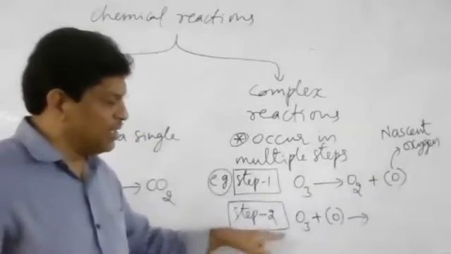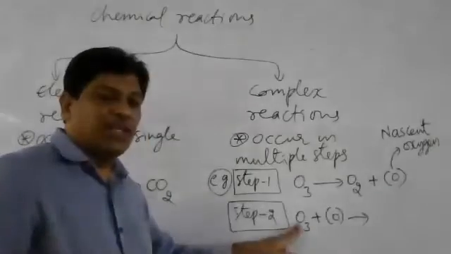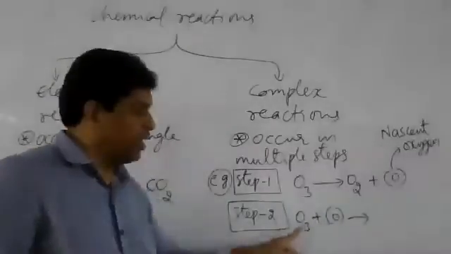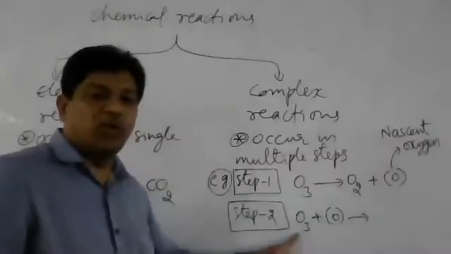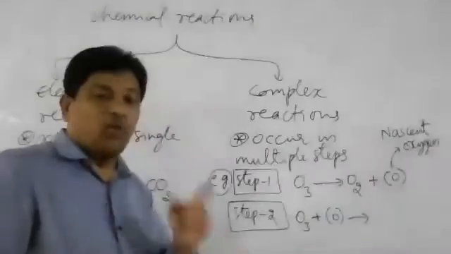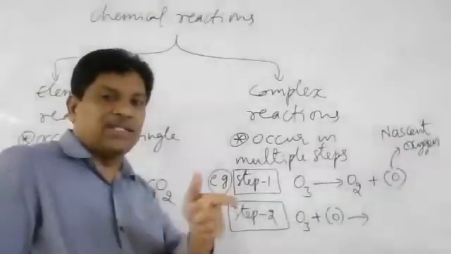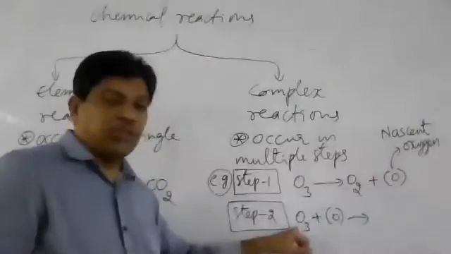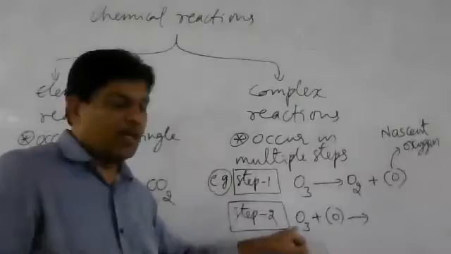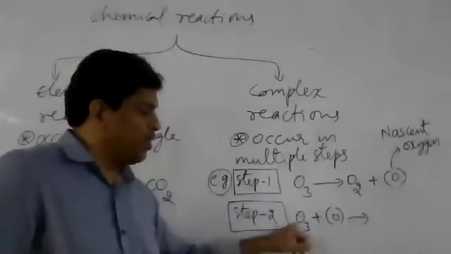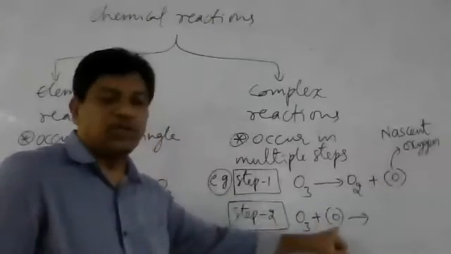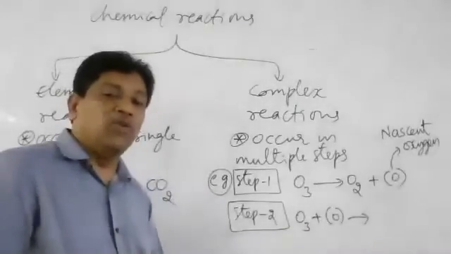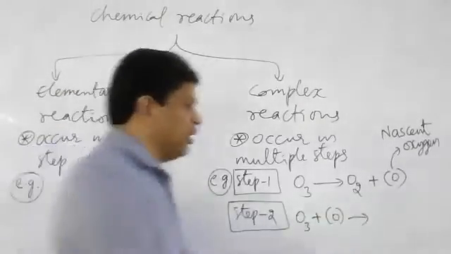Now this O3 will dissociate into O2 and O. That O and O will combine. Again this O3 molecule will dissociate into O2 and O, right? That O and O, nascent oxygen and nascent oxygen, will combine to form O2 again. From O3 one O2 is coming, and the nascent oxygen coming from O3 and this nascent oxygen, both will combine to form another O2 molecule. Now how many O2 molecules will be formed here totally?